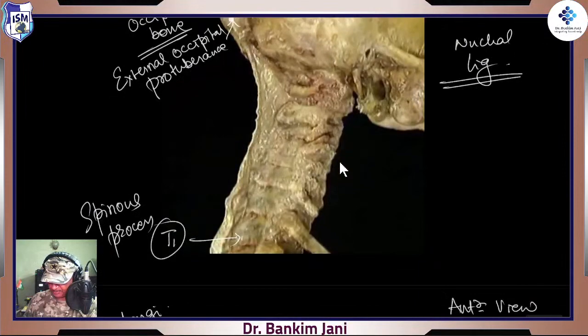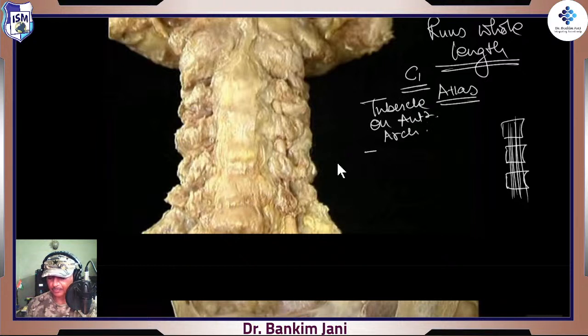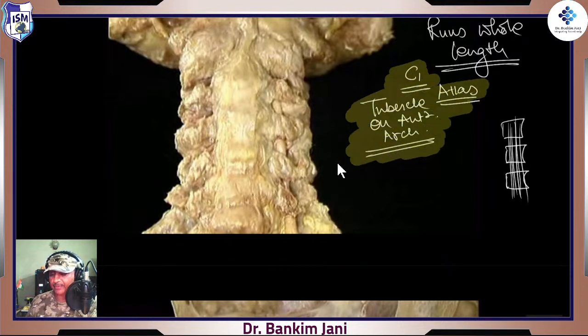There it is. Yeah. So we'll write it over here: tubercle on the anterior arch of C1, and then it goes down. So this is the important point to remember, right? So do remember this. For the rest of them, it is just the body. So that's all fine. Okay.